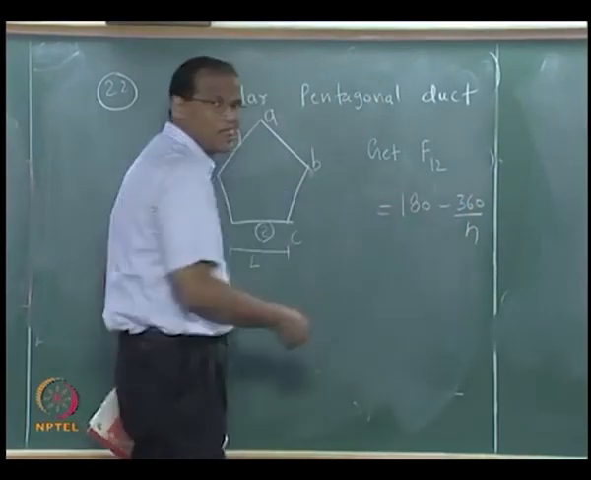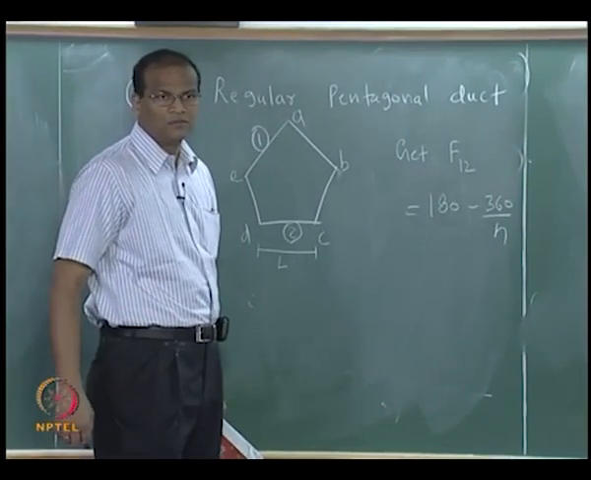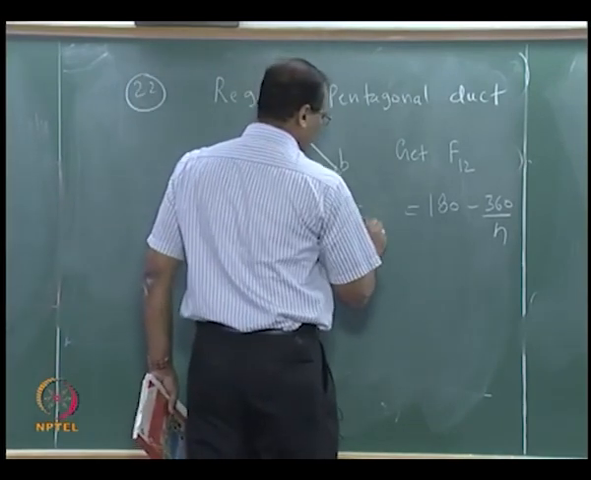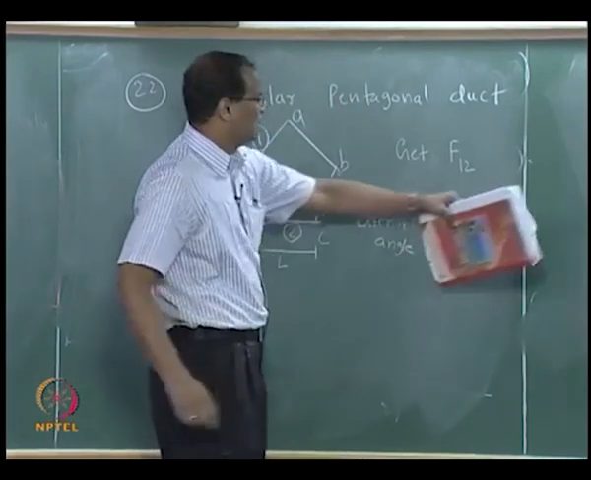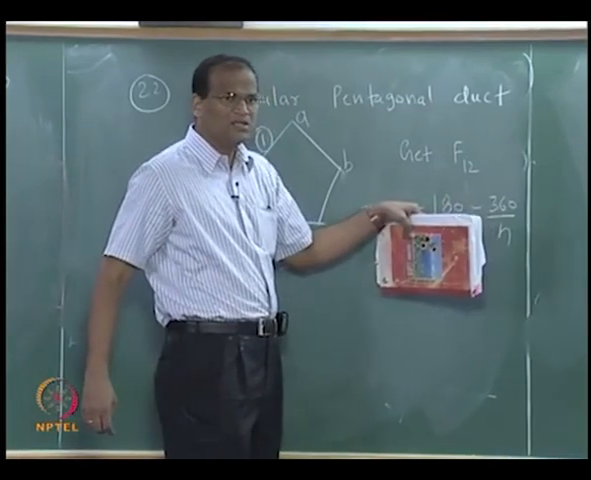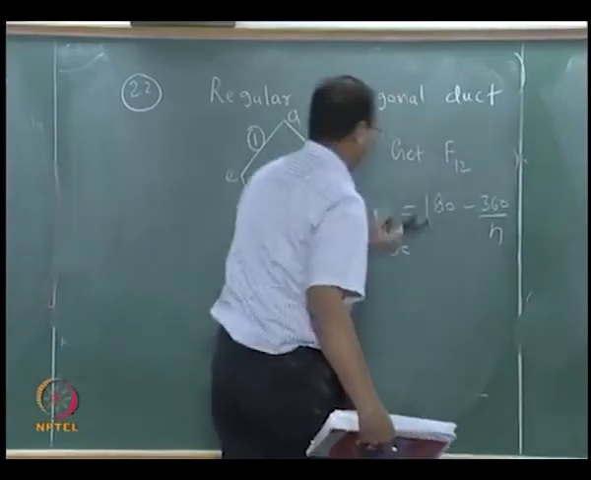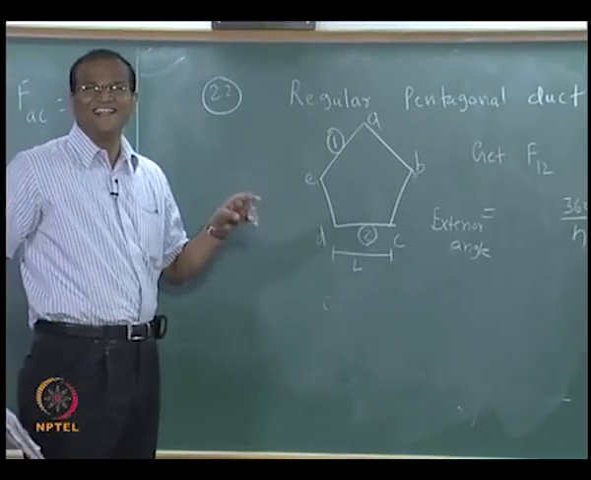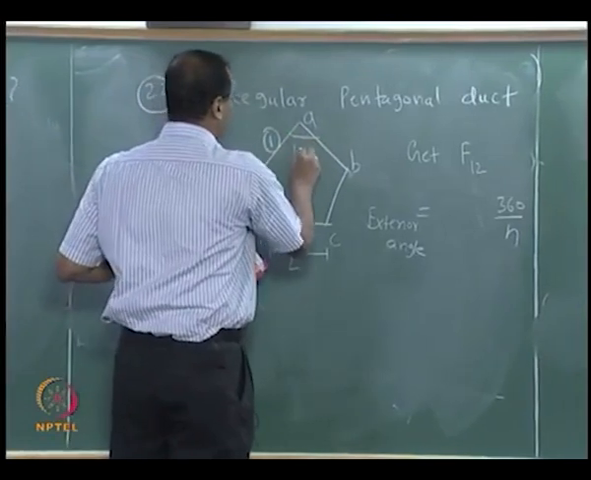What is this? So what is called the exterior angle? Okay. So the exterior angle for a pentagon is 360 by n, which is 72. Is that correct? Exterior angle is 360 by n, 72, therefore the interior angle is 108. Each of these is 108.